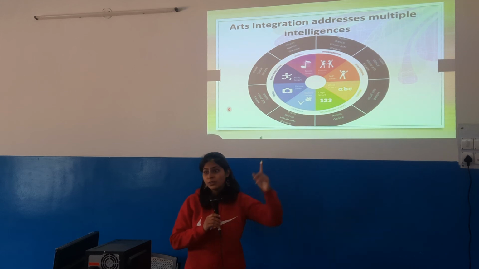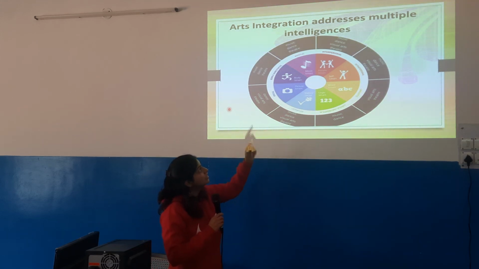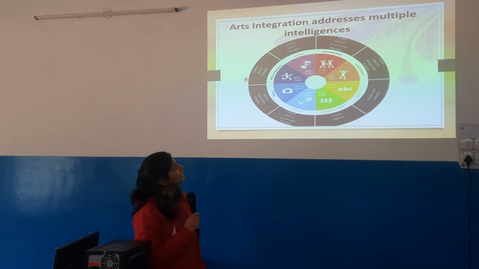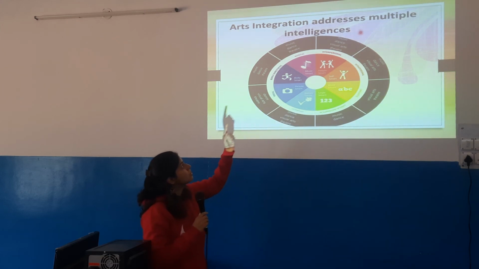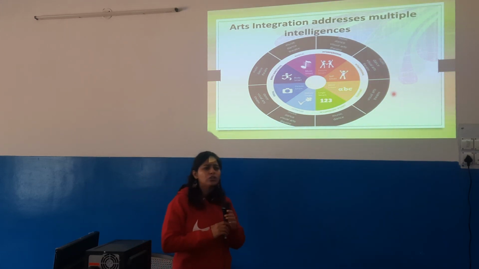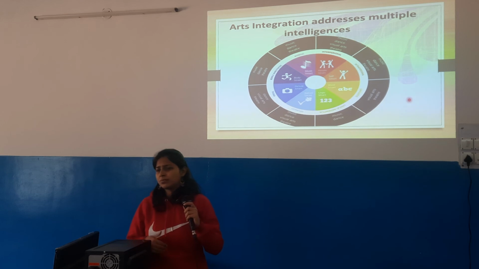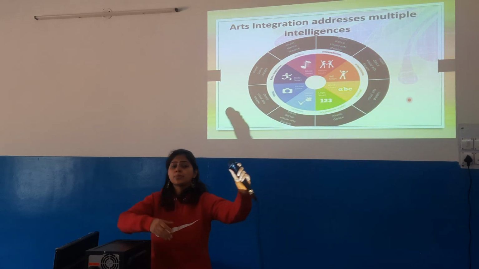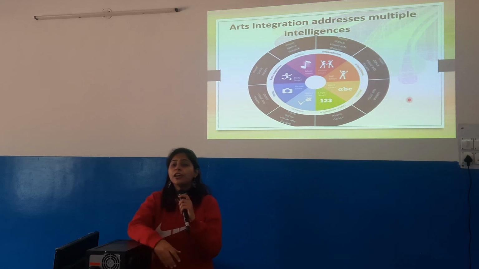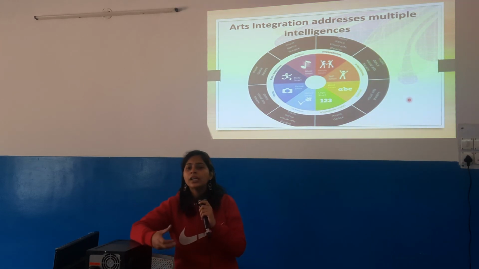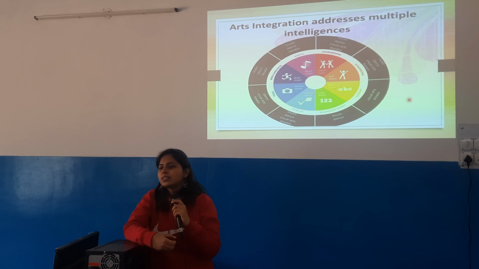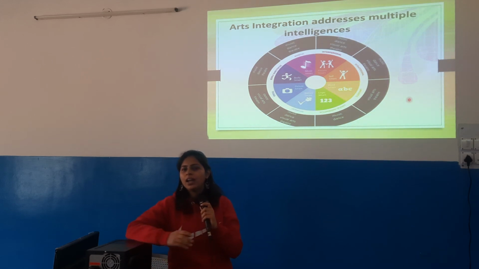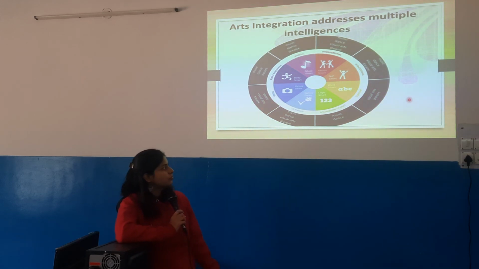Next, the same goes with multiple intelligence. Art integration addresses multiple intelligence. Here we see music, dance, drama, theatre not only develop intrapersonal skills but interpersonal skills, where they express themselves, they express their feelings and feel very free to express their own creativity, which is hidden inside us, in a public manner and to get a better idea.